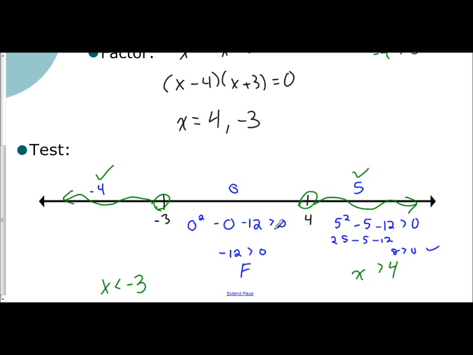Test one point. If it's false, that means the other ones have to be true. If it's true, that means that the one on the outside has to be true as well. And then the inside's false. So there's a shortcut. If you don't recognize the shortcut, then use all three test points to find the solution.